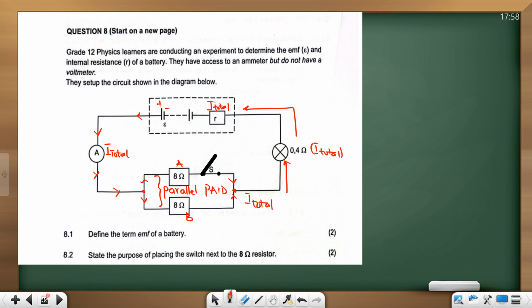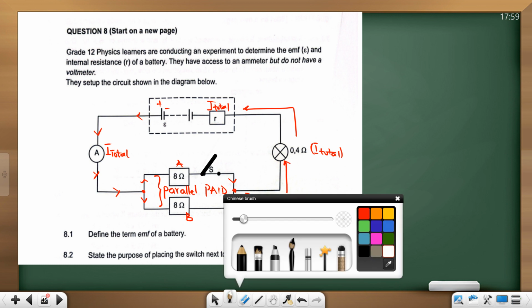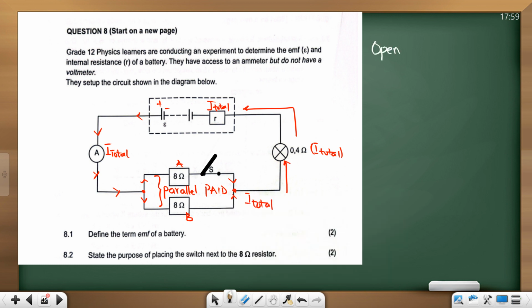Okay, please do me a favor, everybody. Let's do some quick calculations. When the switch is open, please calculate the total external resistance. Switch is open. Come quickly, I need you. When the switch is open, what is R total?